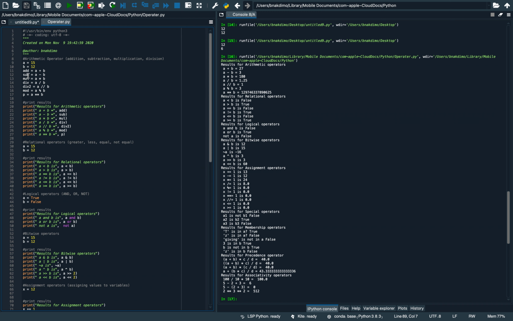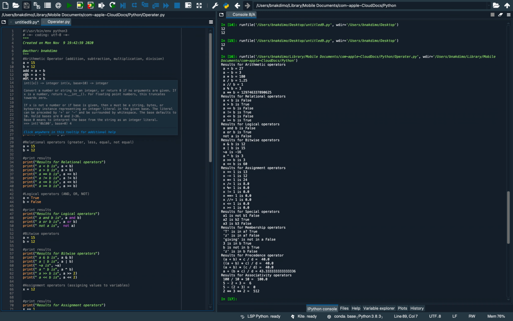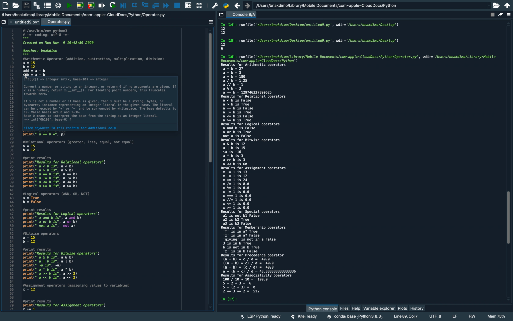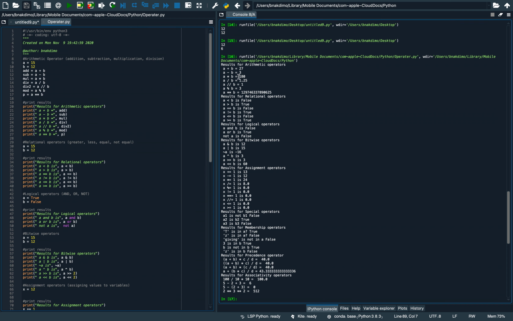The subtract operator, you use a minus b. You print the sub, like the name of the variable. So I use subtract rather than just typing whole subtraction. And it gave me the difference, which is 3. The multiplication, that's 180. And in division, there's 2 different types.